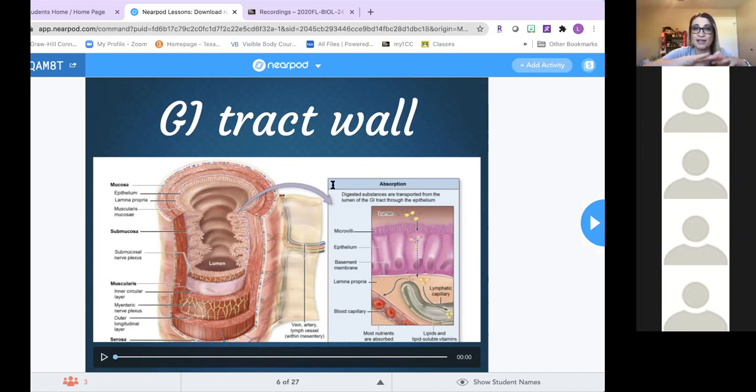The type of movement that does move things down the line along the GI tract is peristalsis. So it's a type of propulsion movement. Propulsion means that it's moving along. And this is more like a wave-like contraction of the muscularis. It's going to push the contents along the GI tract. The thickened areas of the inner circular smooth muscle are known as sphincters, and these are going to serve as gates between sections of the GI tract.